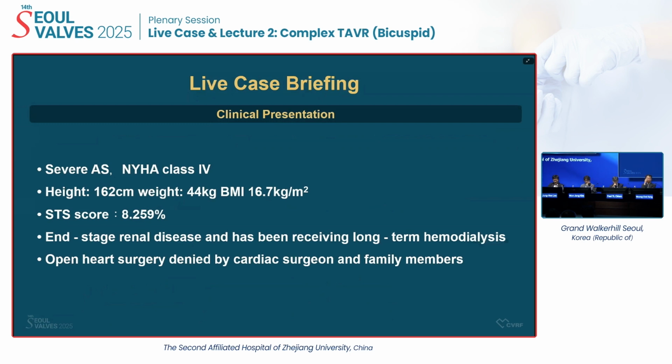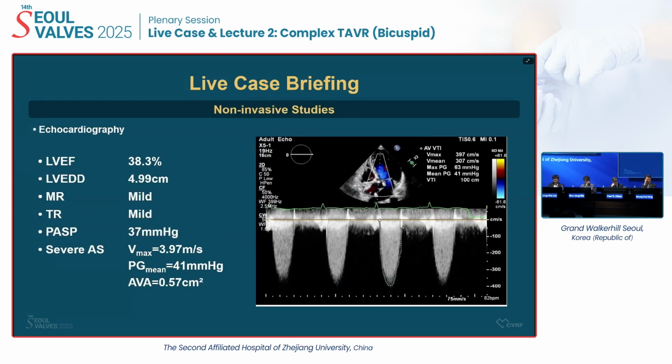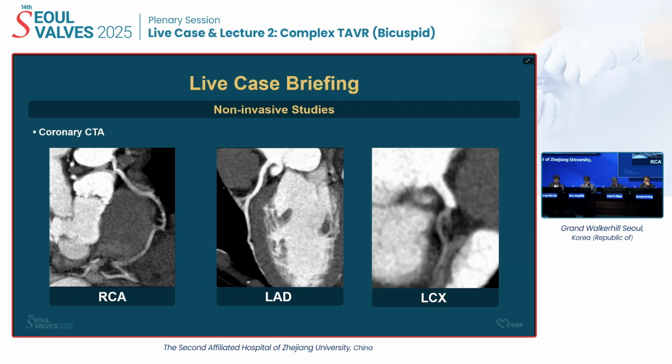Next one, please. And this is the echo. You can see the left ejection fraction is quite low, about 38%, and the coronary looks good, no intervention needed.